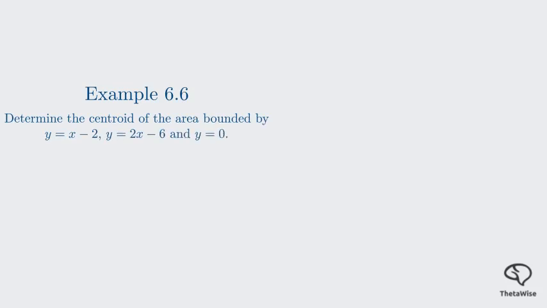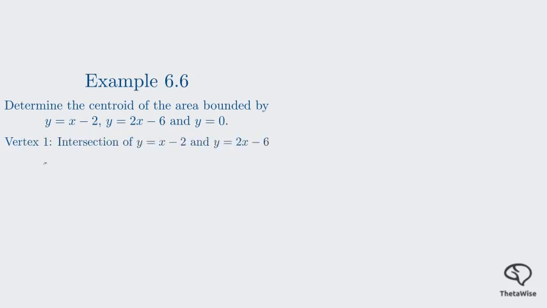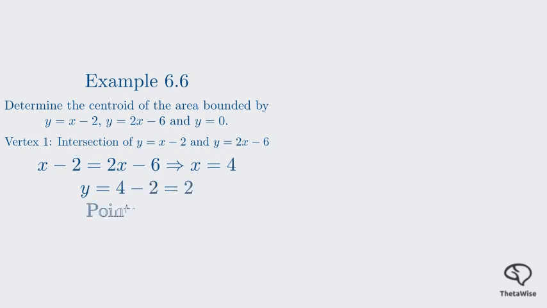Our sixth example involves a triangular area bounded by two lines and the x-axis. Let's start by finding the vertices of this triangle. First, the intersection of the two lines. Setting y equals y gives x minus 2 equals 2x minus 6, which solves to x equals 4. Plugging back in, y equals 4 minus 2, which is 2, so the first vertex is (4, 2).